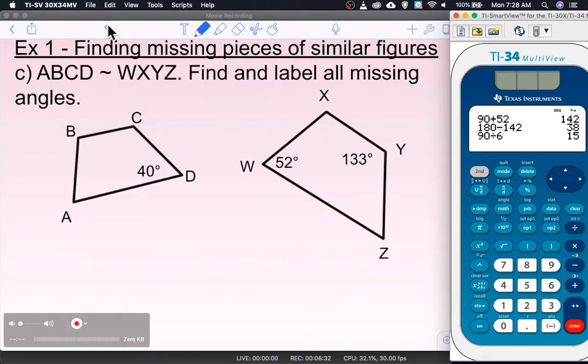Letter C. The two shapes are similar. Find and label all missing angles.